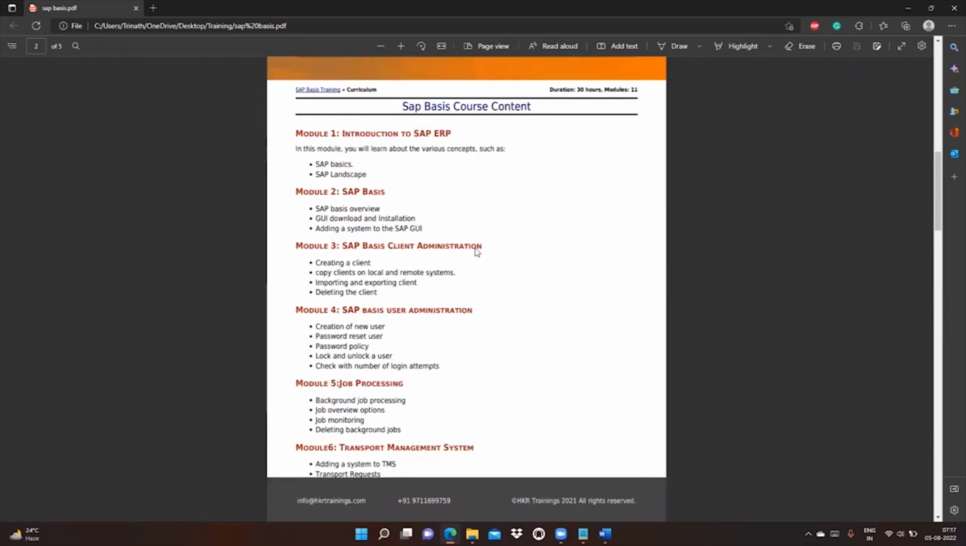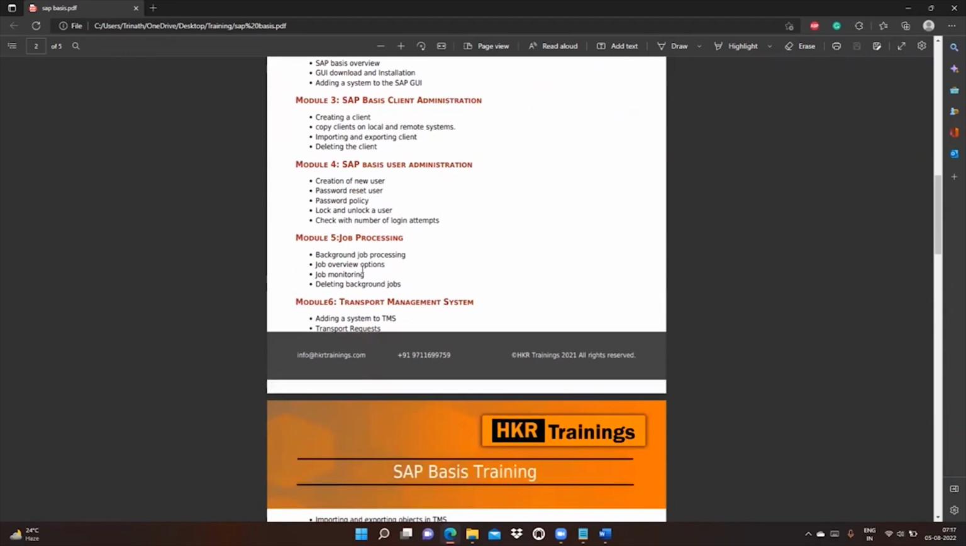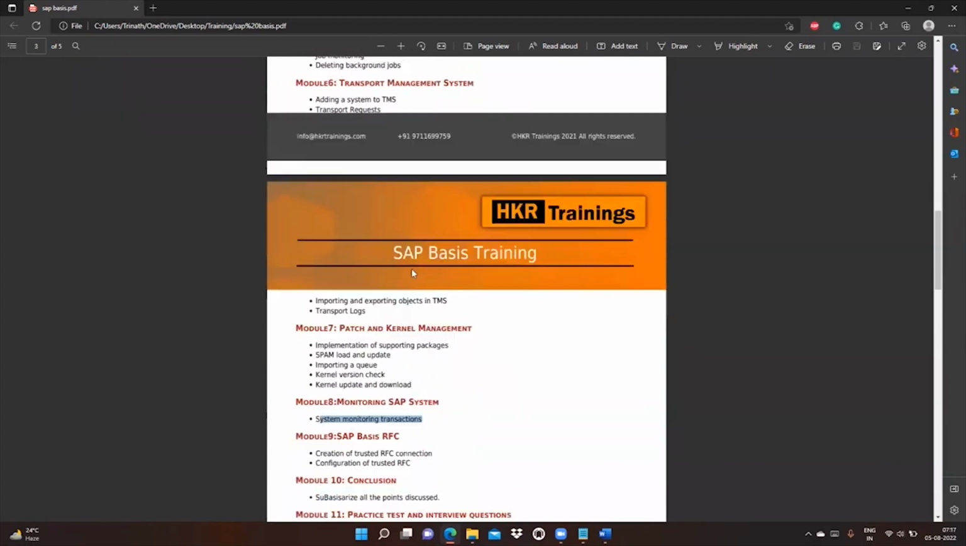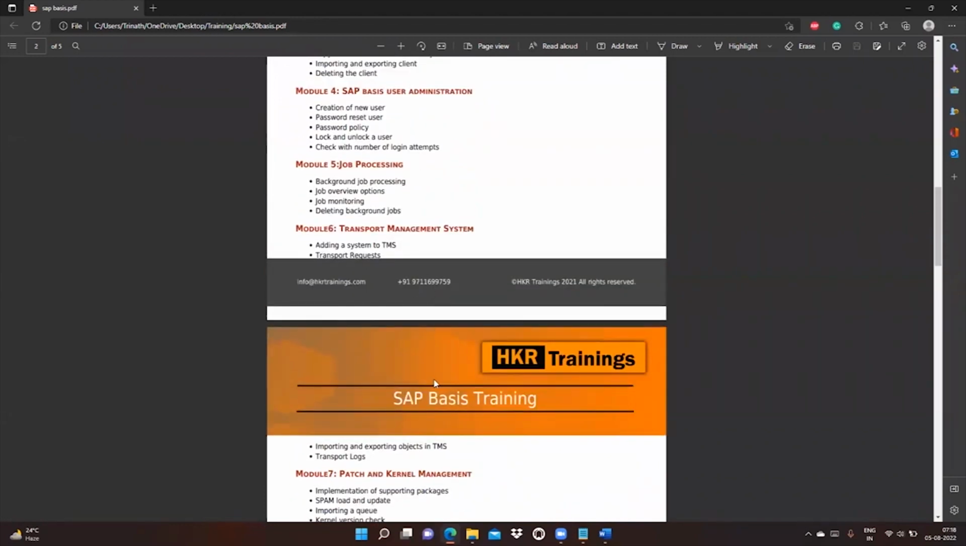See, generally these are all the roles and responsibilities of the SAP basis consultant or an SAP basis admin. Starting with client creation and client copies, user administration and user creations, background job creation, background job monitoring and deletion, and everything. Once you are deployed into your project, you need to work on all these things. Initially, you will start with monitoring the SAP system, and then you will start working on all these other topics as well.